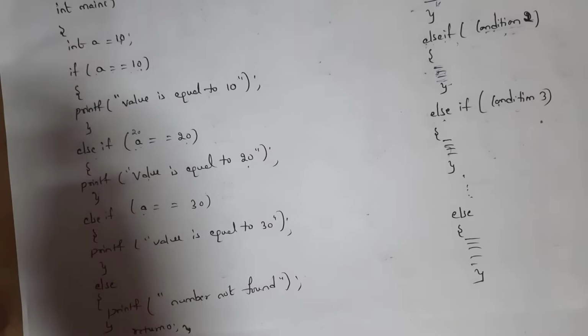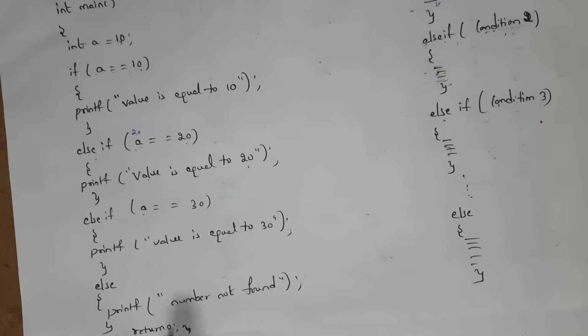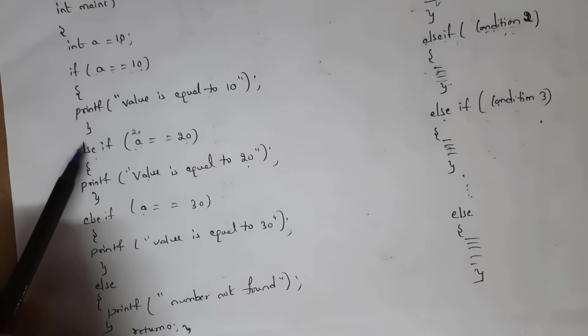So here I written int main. So at last you need to write return 0 and close main function. This is C program for else if statement. Guys, you can use multiple else if statements.